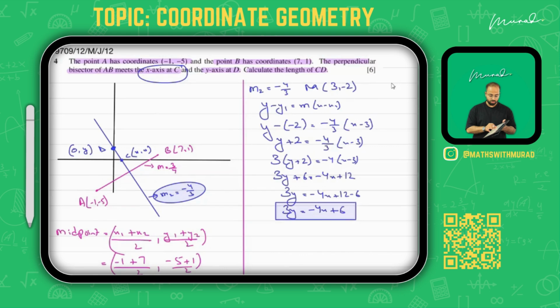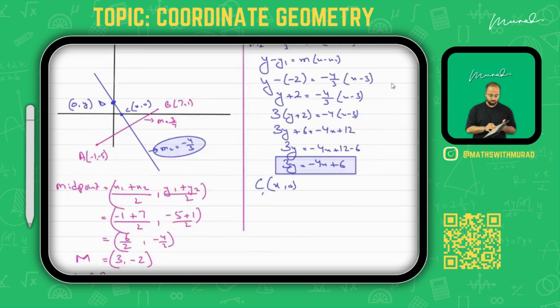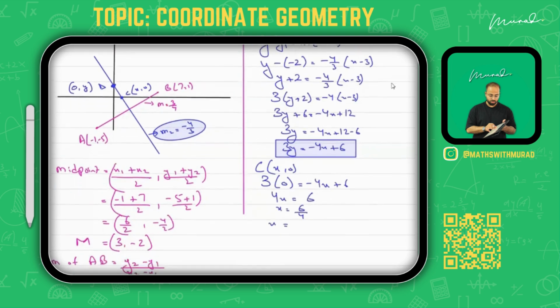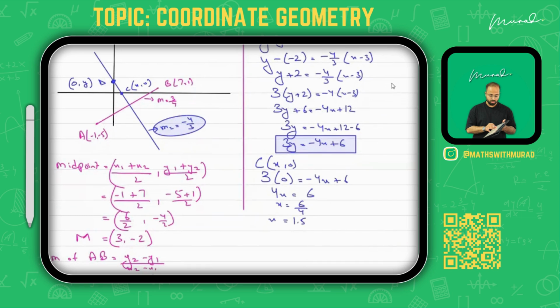Now if I want to get the coordinates of C, the coordinates of C are going to be x comma 0. So the value of y is going to be 0. So I'll be putting y as 0, and 4x will be shifted to the other side. So now x is equal to 6 over 4, and 6 over 4 basically means you get 1.5. So the coordinates of C are going to be 1.5 comma 0.